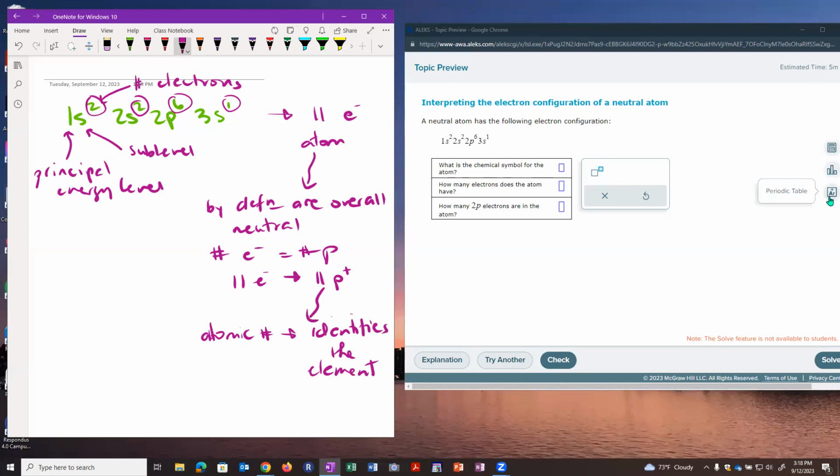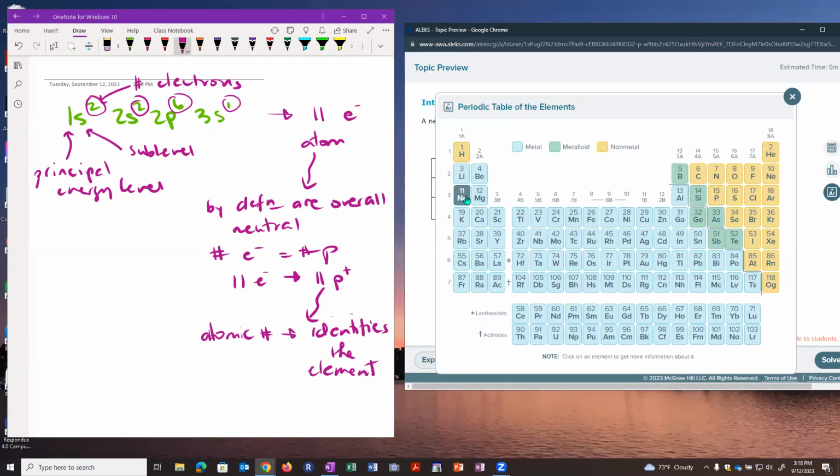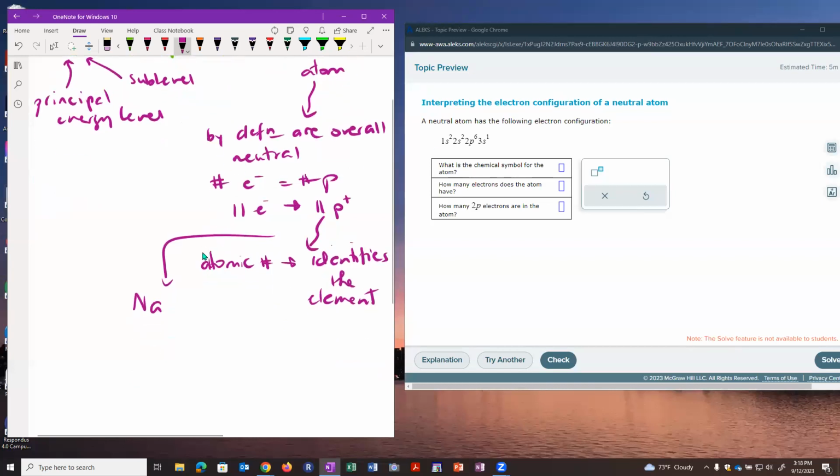So there's our periodic table. And it looks like atomic number 11 is going to be sodium. So our element here is going to be sodium, Na. That's our chemical symbol. How many electrons does the atom have? Well, we just figured it out. We just added together the superscripts, 11 electrons.